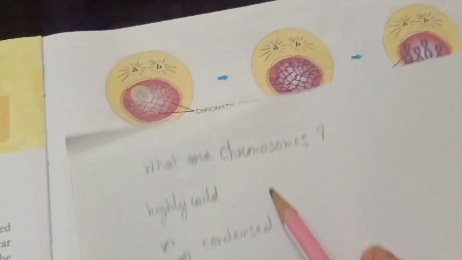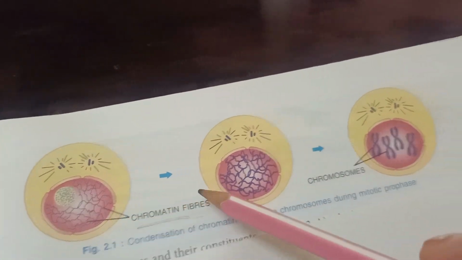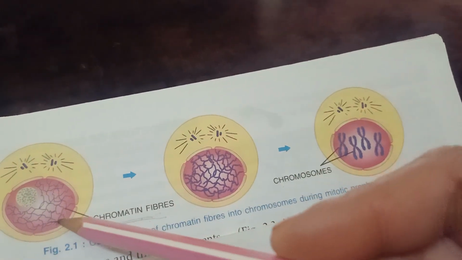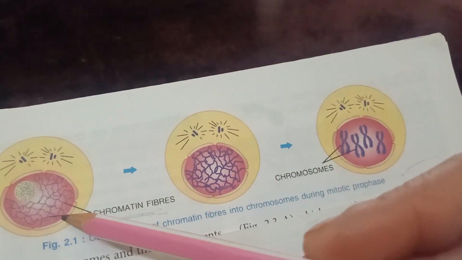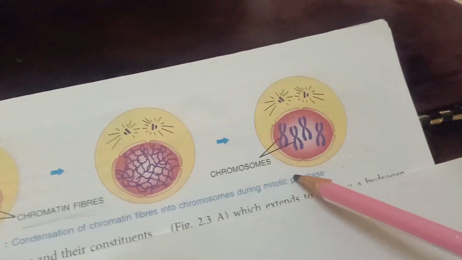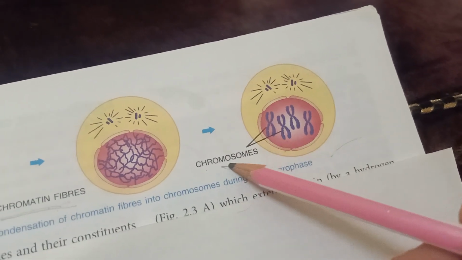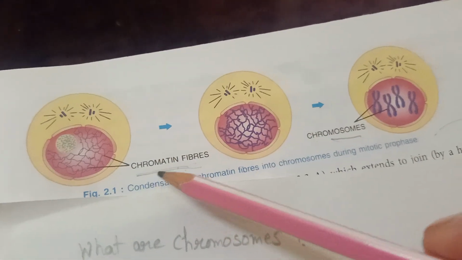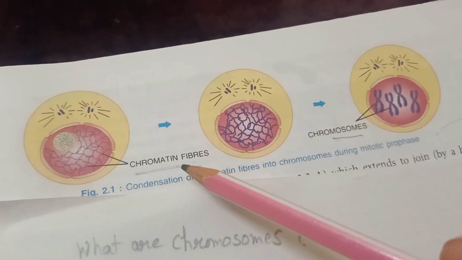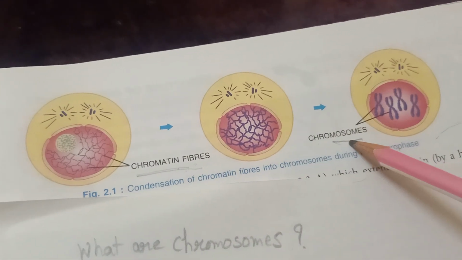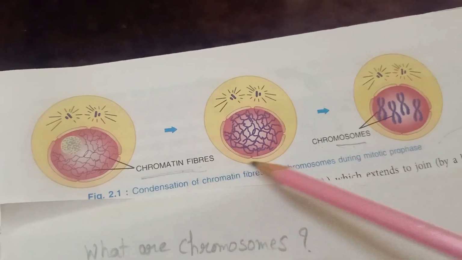And ultimately what happens? Ultimately this chromatin fiber, or these fine thread-like structures, appear as thick, condensed, coiled structures, which are called chromosomes. So there is no particular difference between chromatin fibers and chromosomes. Both are actually the same thing.